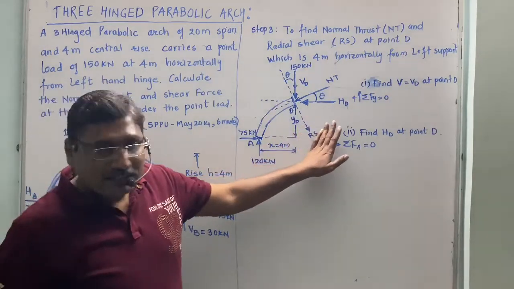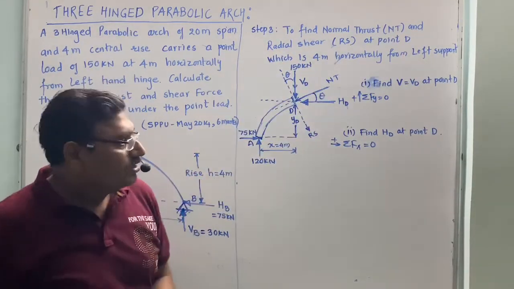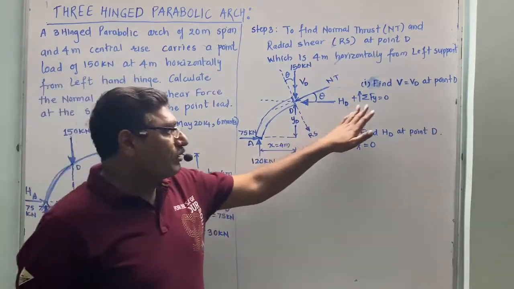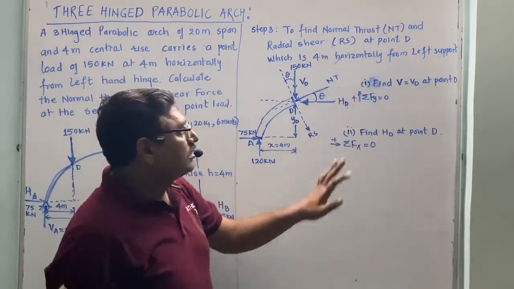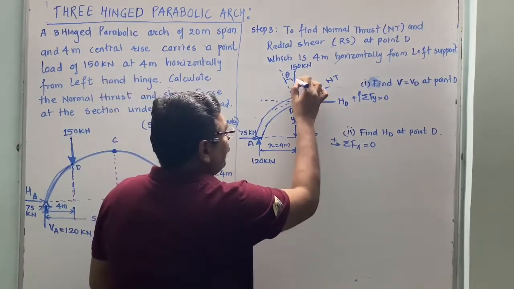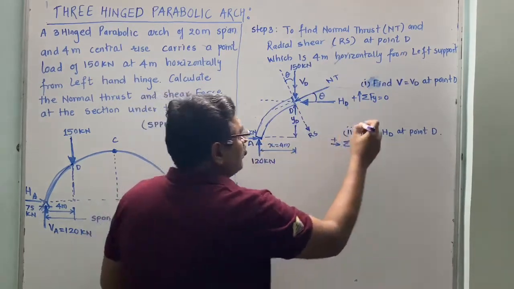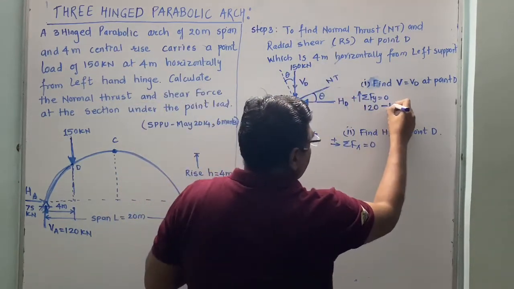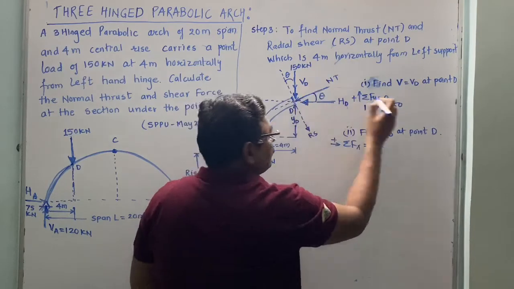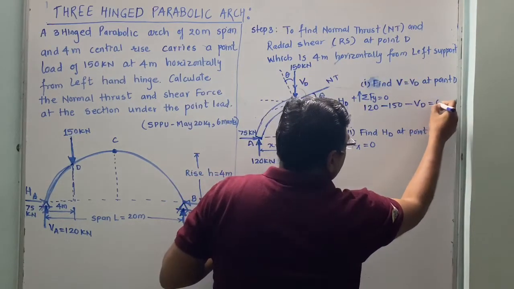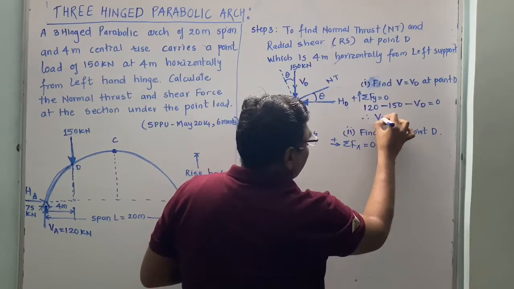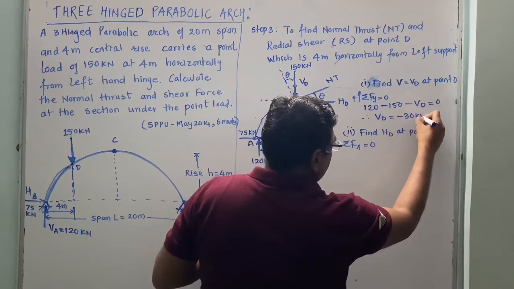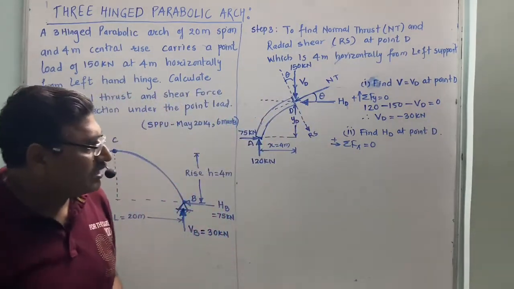Now to calculate this HD and VD, what do we have to apply? We just have to apply the conditions of equilibrium, that is summation of Fy is equal to 0 and summation of Fx is equal to 0. For summation of Fy equal to 0, this is your upward 120, this is minus 150 and this one is minus VD is equal to 0. So we get the value of VD is equal to minus 30 kilonewton.